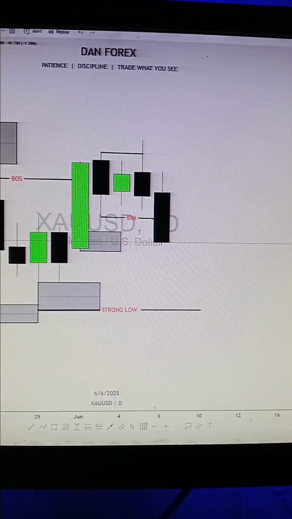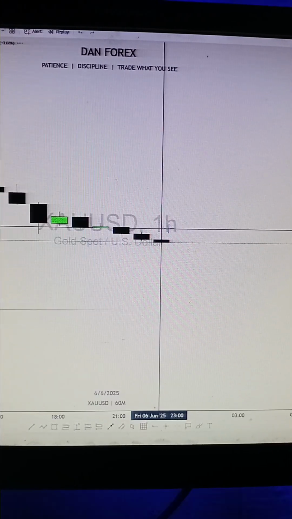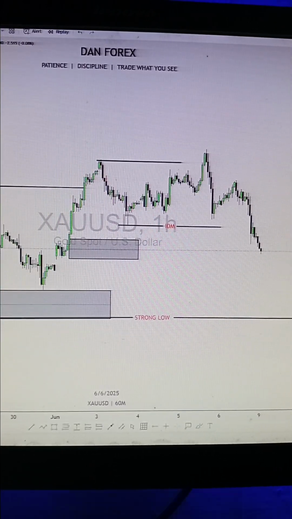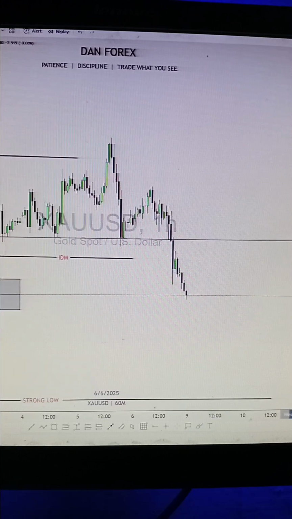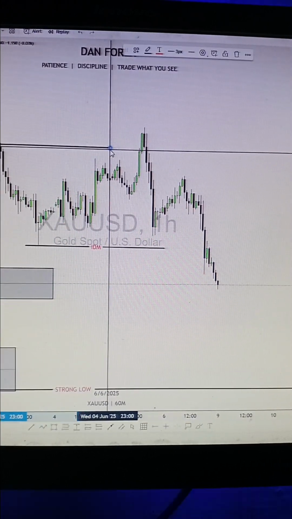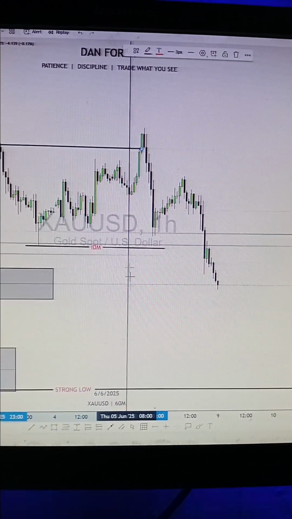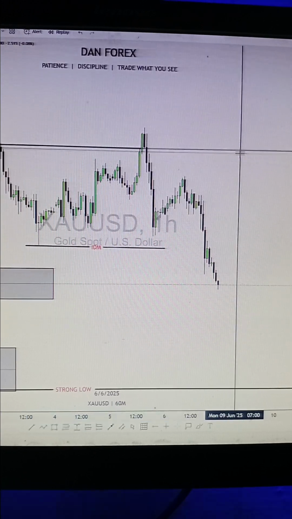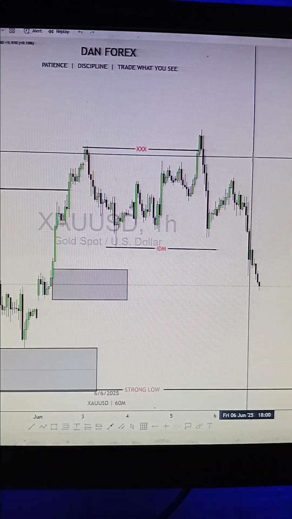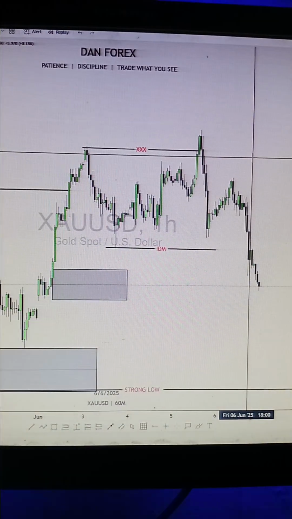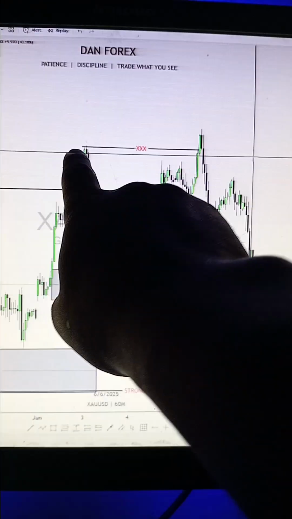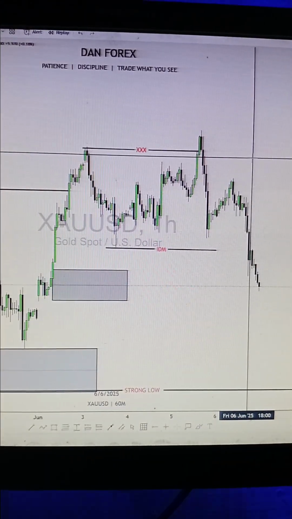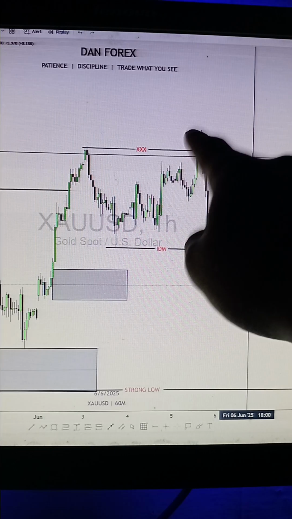So let's go to 1 hour so that I can show you where you are supposed to be taking your sales from. So you must locate. We've seen that this is a sweep of liquidity. That's not a break of structure, but a sweep on a higher time frame. But on 1 hour, you can just see it as a break of structure. But this is not a break of structure. This is a sweep of liquidity.